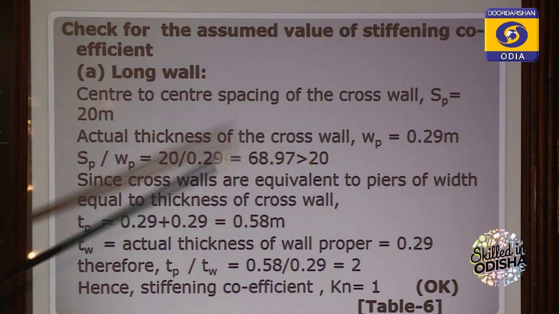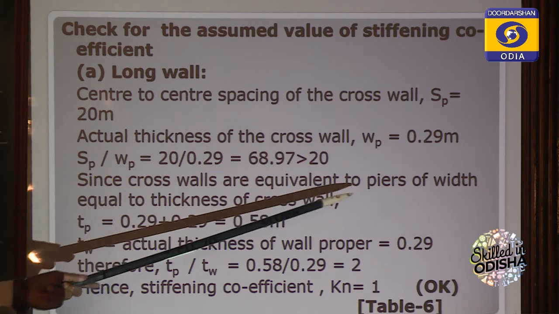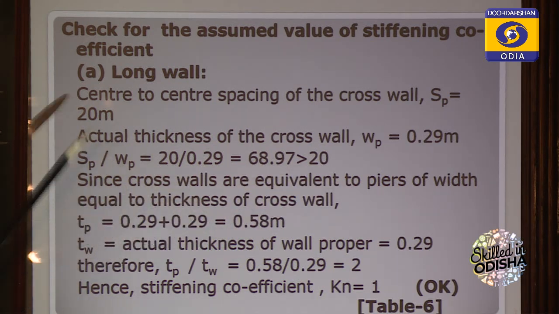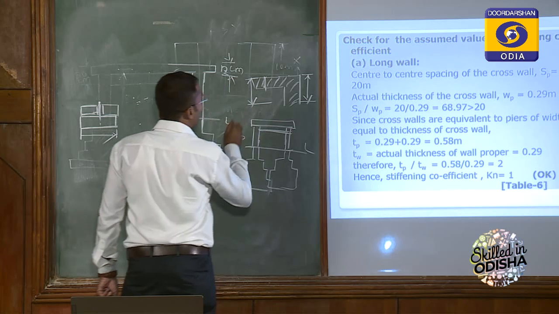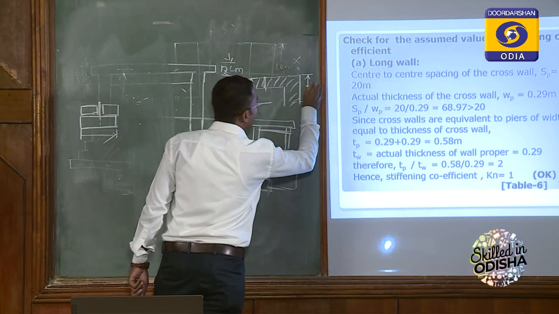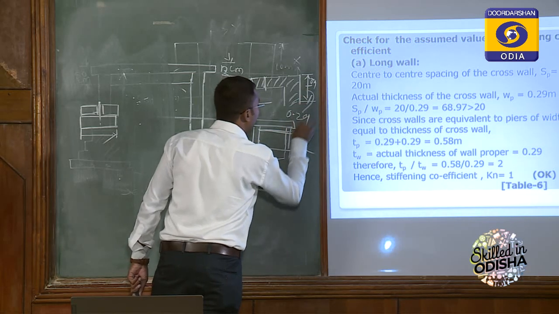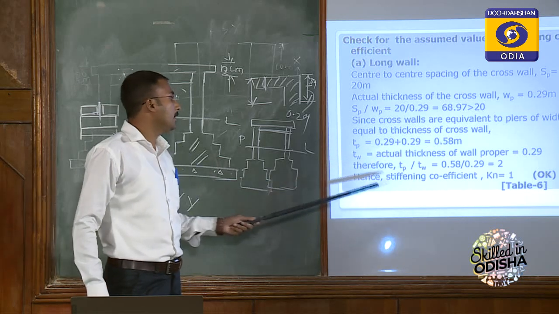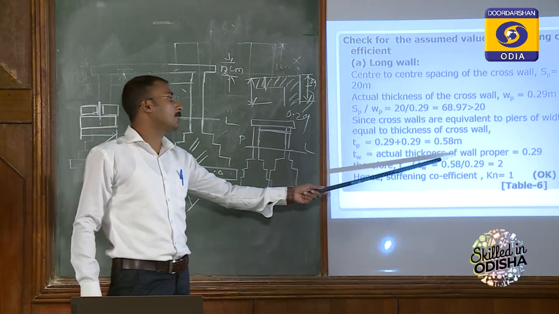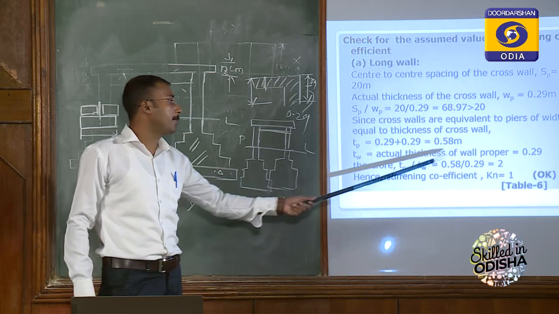From the Codal provision, it is greater than 20. And since cross walls are equivalent to piers of width equal to the thickness of the cross wall, the TP is coming. I have shown here, TP is the thickness of the cross wall, which is 0.29, and this is also 0.29. So 0.29 plus 0.29 is 0.58 meter, and TW is the actual thickness of the wall, which is 0.29 meter, and the ratio of TP by TW is coming 2.